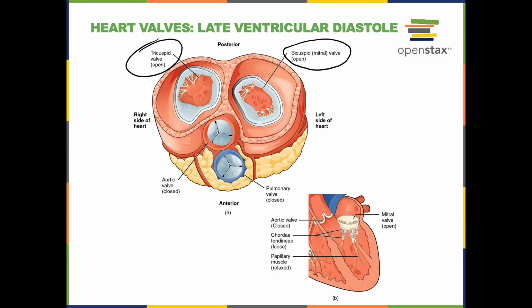Semilunar valves prevent blood from flowing backwards from the arteries into the ventricles. Here we see the aortic valve, also known as the left semilunar valve, which prevents blood from flowing backwards from the aorta into the left ventricle. And there's also the pulmonary valve, also known as the right semilunar valve, which prevents blood from flowing backwards from the pulmonary arteries into the right ventricle.